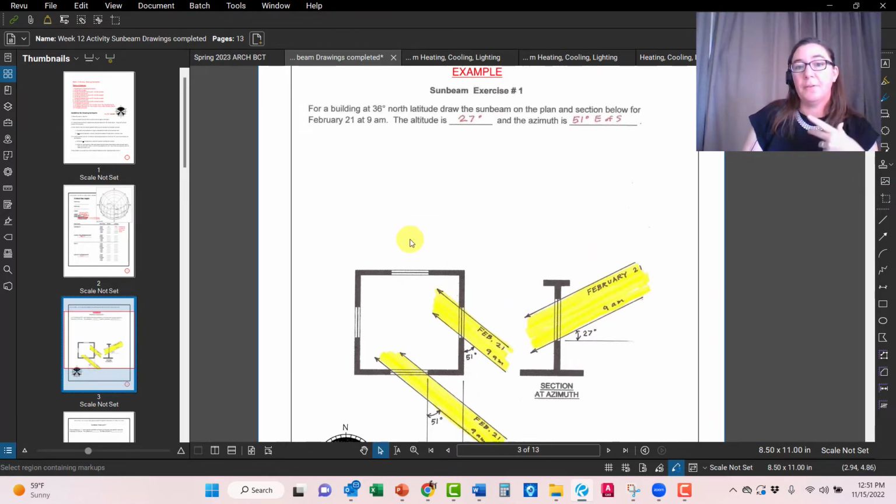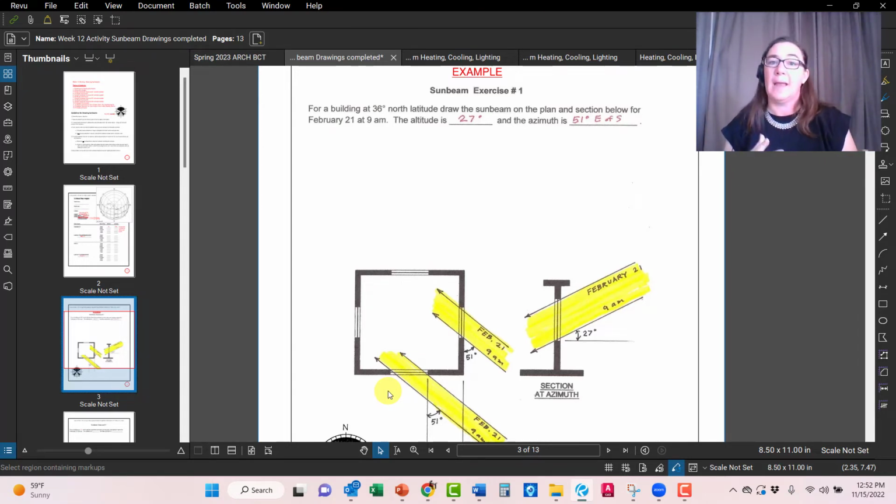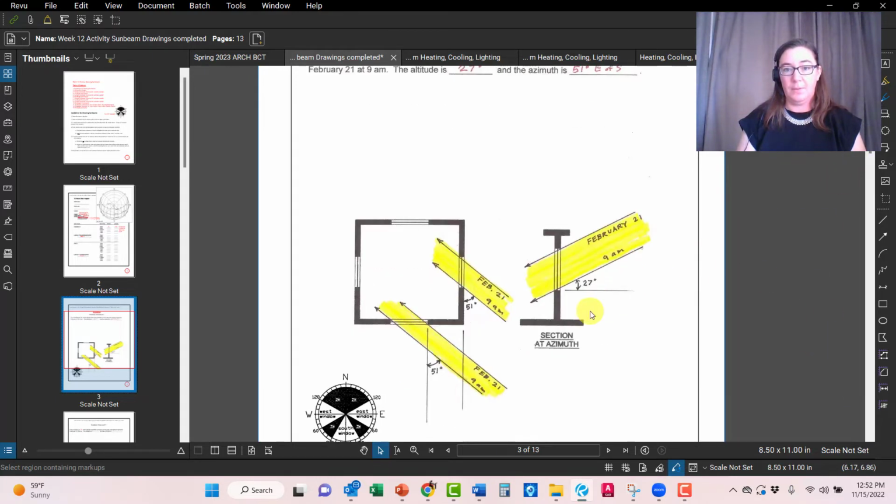All right. First, let's look at the plan, and we're interested in what kind of angle the sun comes in the windows. All right. What do we need to look at? Is it altitude or azimuth? It's azimuth. So we're interested in this number, 51 degrees east of south, and you can find it right here. Here is south. 51 degrees east of south is this angle. All right. And we would come in these windows.